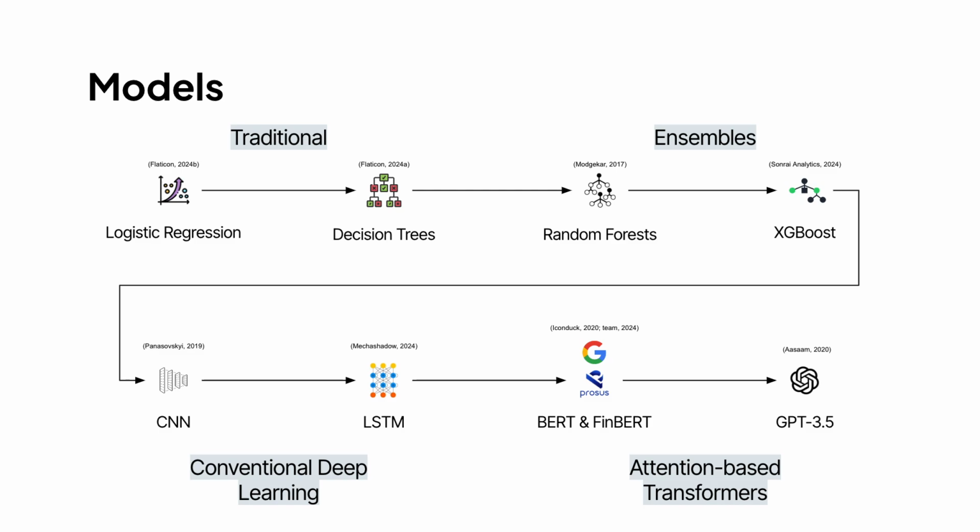Lastly, we look at transformer models, which have recently revolutionized natural language processing. BERT is a model that learns contextual relations between words in a text. Next, we have FinBERT, a fine-tuned version of BERT, specifically pre-trained on financial text to capture the unique vocabulary and sentiments of the financial domain. Lastly, GPT, or Generative Pre-trained Transformer, is a state-of-the-art language model that uses deep learning to produce human-like text, enabling nuanced understanding and generation of financial sentiments.